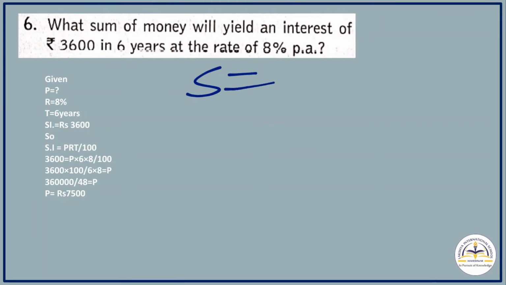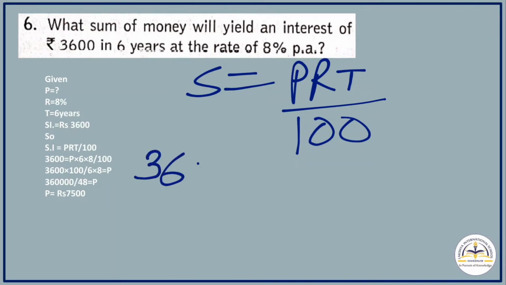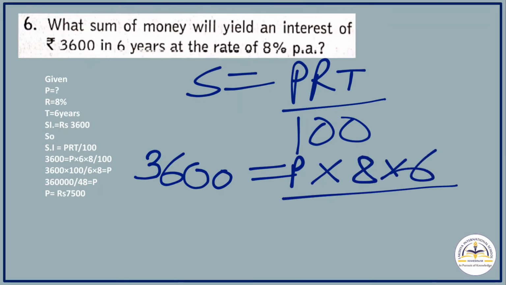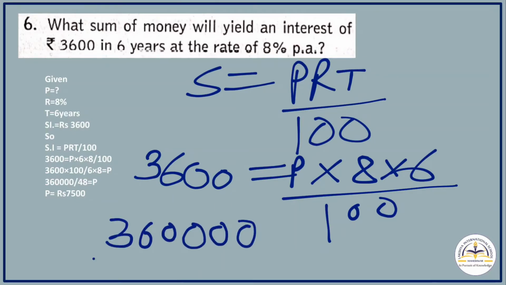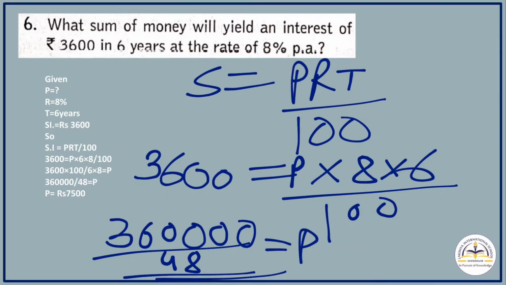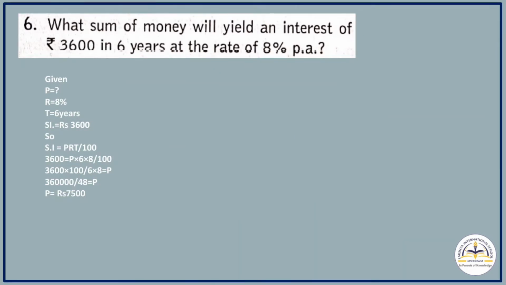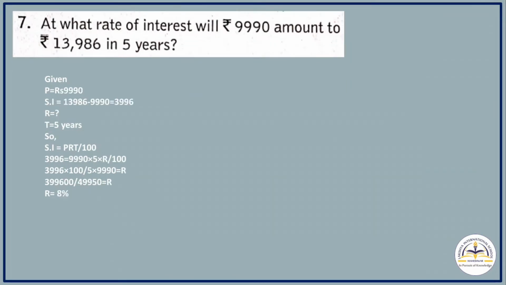SI equals P into R into T divided by 100. SI is given, that is 3600. Principal we have to find out. Rate is 8 and time is 6 years. Divide by 100. Now this 100 will be multiplied with 3600, and 8 into 6, that is 48, equals P. Now you have to divide the given value, then you will get the principal amount, that is 7500 rupees.